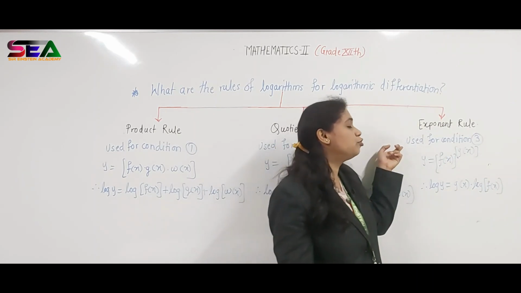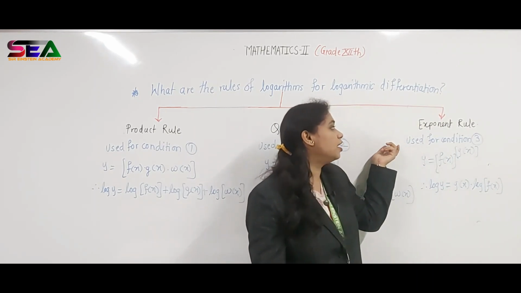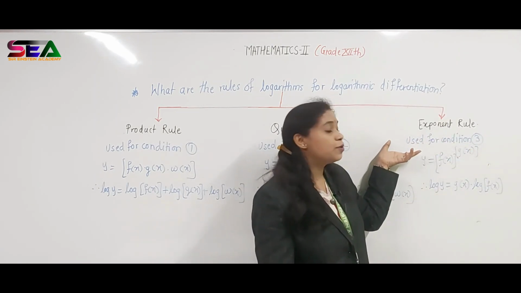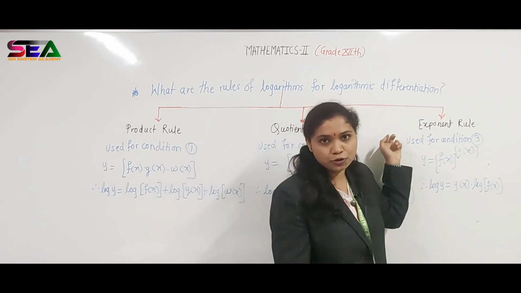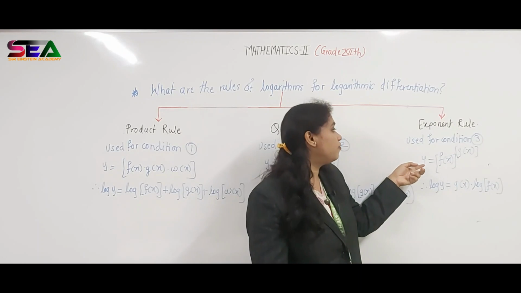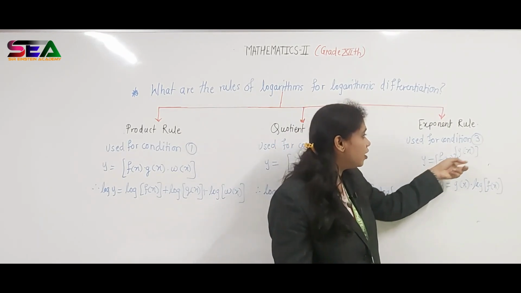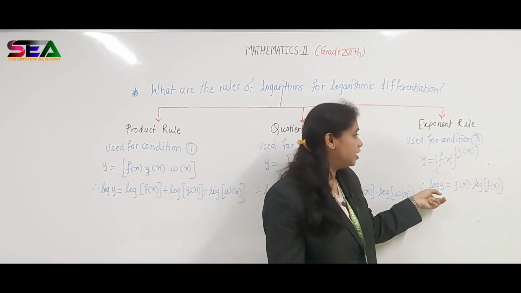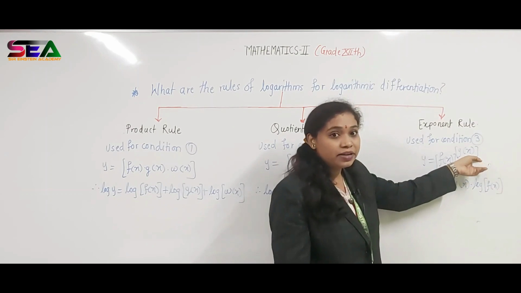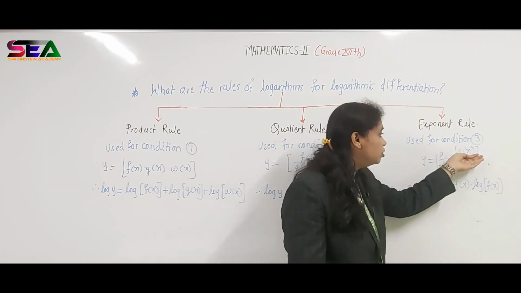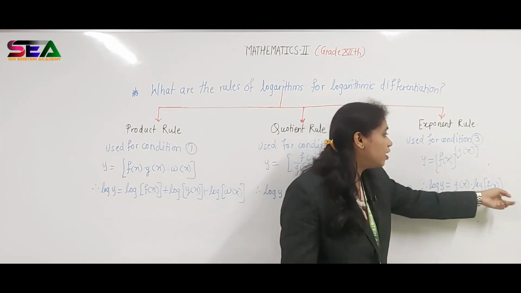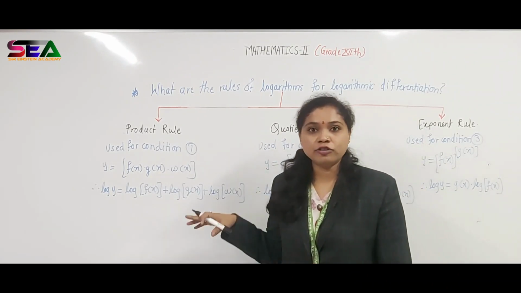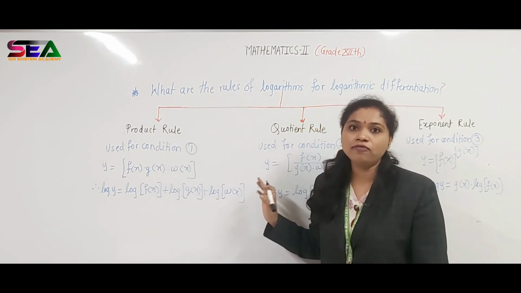Now let's discuss our third rule, that is the exponent rule. The exponent rule is used for our condition 3 in the previous chart, where a function is raised by another function. Okay. The exponent rule in 11th was log of m raised to p is equal to p log m. So if I take the example y is equal to f(x) raised to g(x), in that g(x) is an exponent. If I apply log on both sides, it will be log y equal to, whatever the exponent function is, take it forward. So g(x) is multiplied with the log of f(x). This is my exponent rule. Likewise, all these three rules are used for these three conditions of logarithmic differentiation.